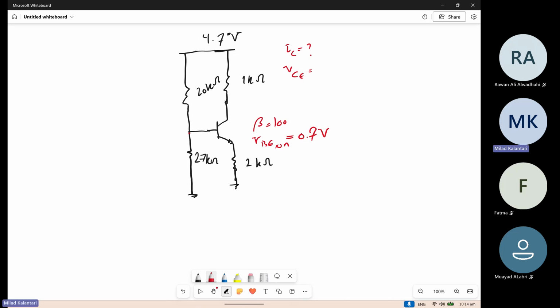So for the simplicity, you can assume the base current is small. It's really small. If you assume the base current is almost negligible, then your life would be a little bit easier.